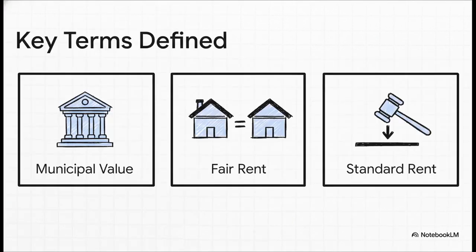Okay, so to make that formula work, we obviously need to know what these terms actually mean. Municipal value is pretty simple. It's what your local municipality says your property is worth for their tax records. Fair rent is the going rate, what a similar house in your neighborhood would rent for. And standard rent is the maximum rent you can legally charge under the Rent Control Act if one applies in your area.